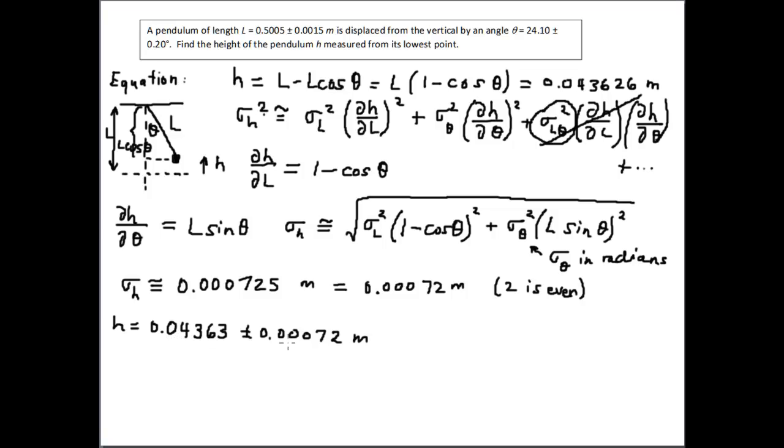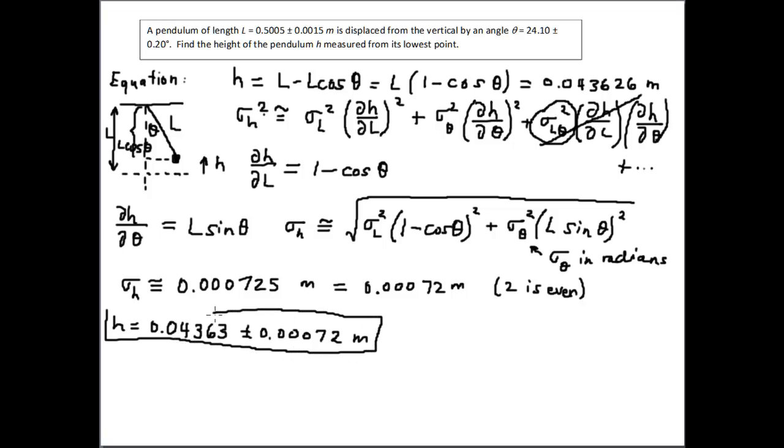in the value and its error, is that they should contain the same number of digits after the decimal place. They should end in the same place. So here, sure enough, the 3 and the 2 are in the same decimal place. So that's our error, or sorry, that's our result, finally, for h and its error.